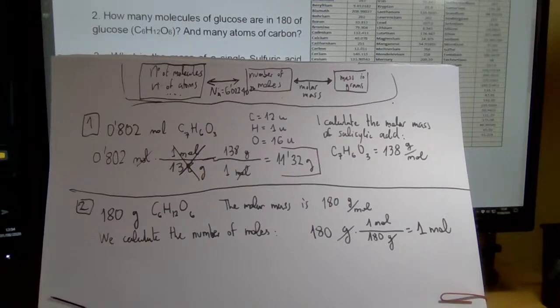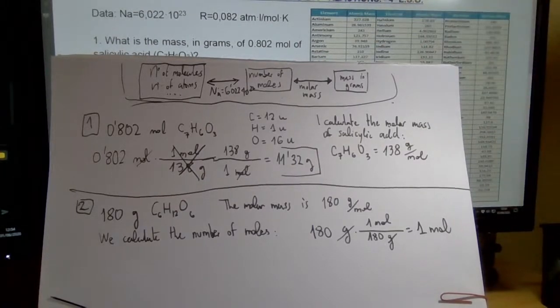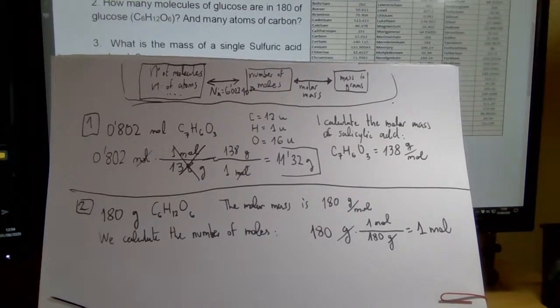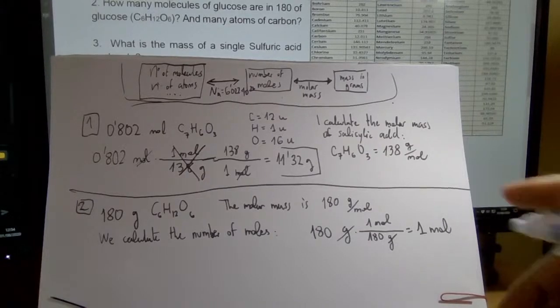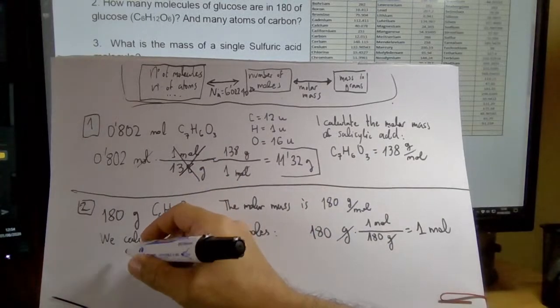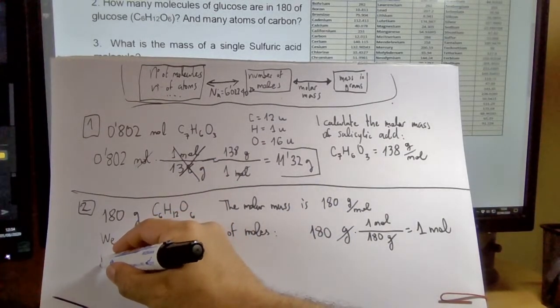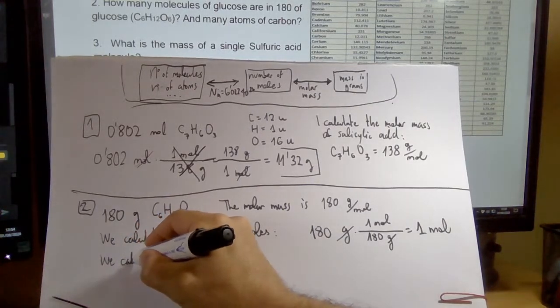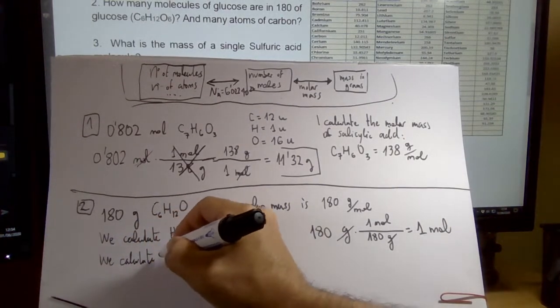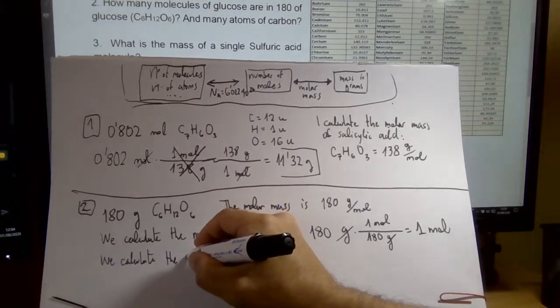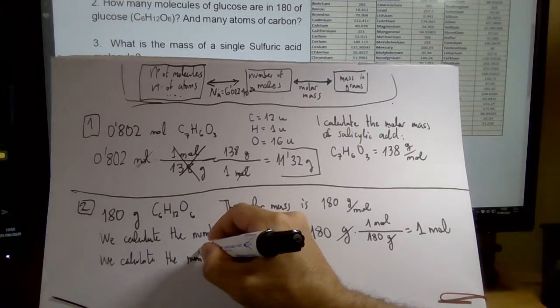I give you all the constants you need here at the beginning: Avogadro's number and the ideal gas constant. Okay, so how many molecules? 1 mole, perfect, Paula? We calculate the number of molecules.